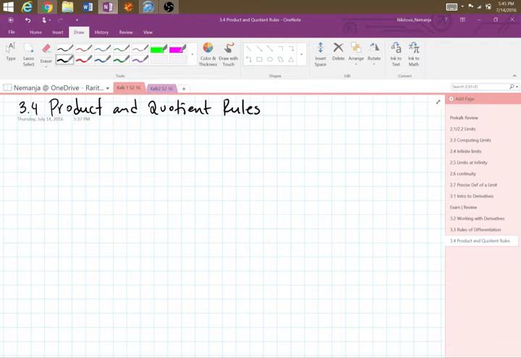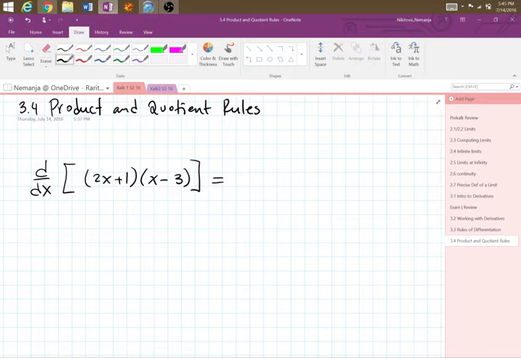So here is the section where we learn how to take derivatives of functions that are multiplied or divided by another function. So we saw earlier an example which asked us to take the derivative of, let's say, 2x plus 1 times, I don't know, x minus 3. So what we do in this case is we FOIL, right? We multiply everything. So it's going to be 2x squared minus 6x plus x minus 3.